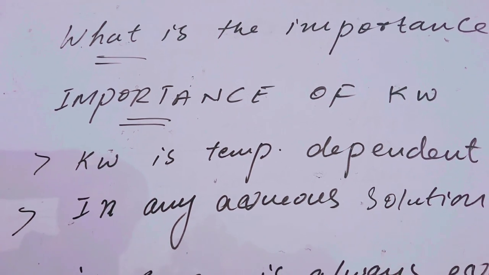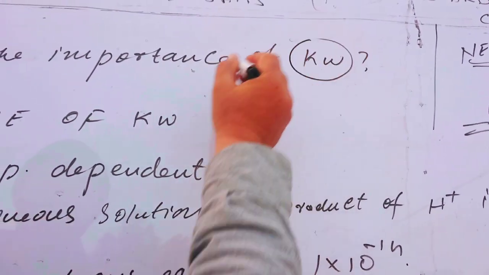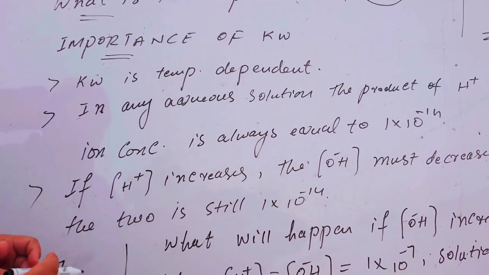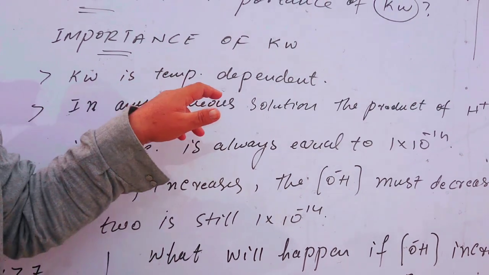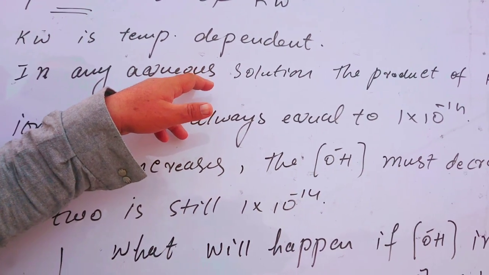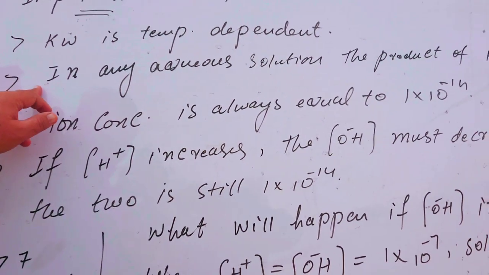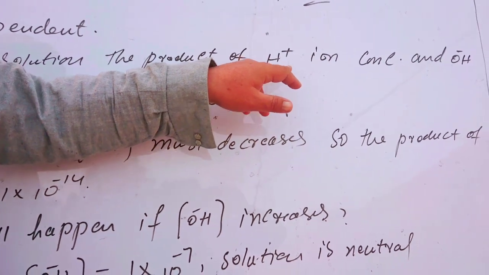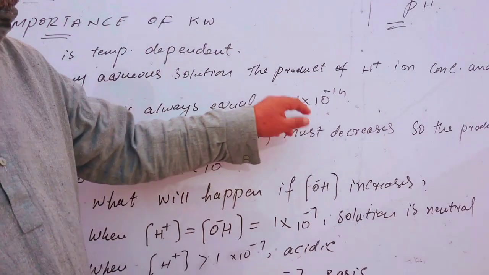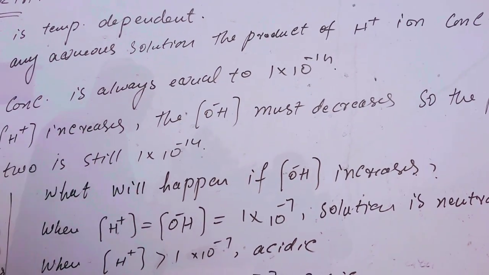What is the importance of Kw? It is actually the ion product of water, a constant. Kw is temperature dependent, and in any aqueous solution the product of H plus ion concentration and OH minus ion concentration is always equal to 1 multiplied by 10 raised to the power minus 14.